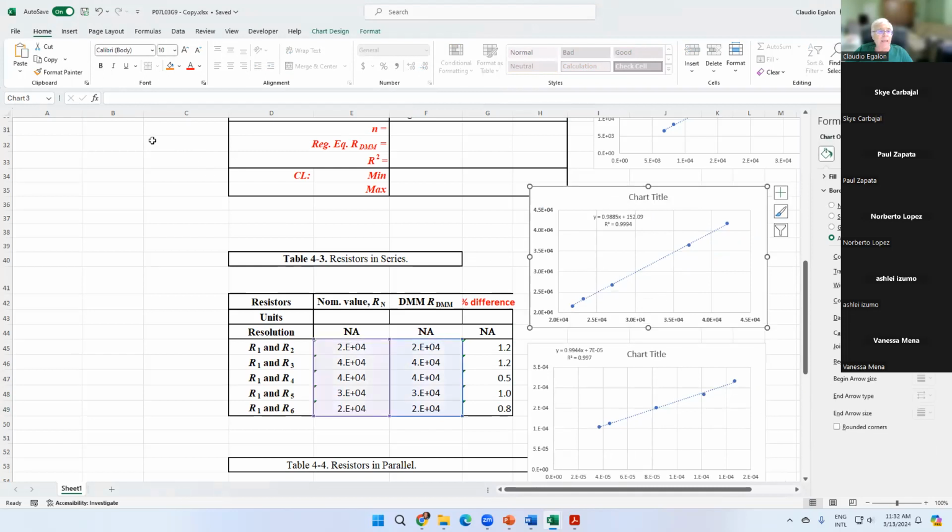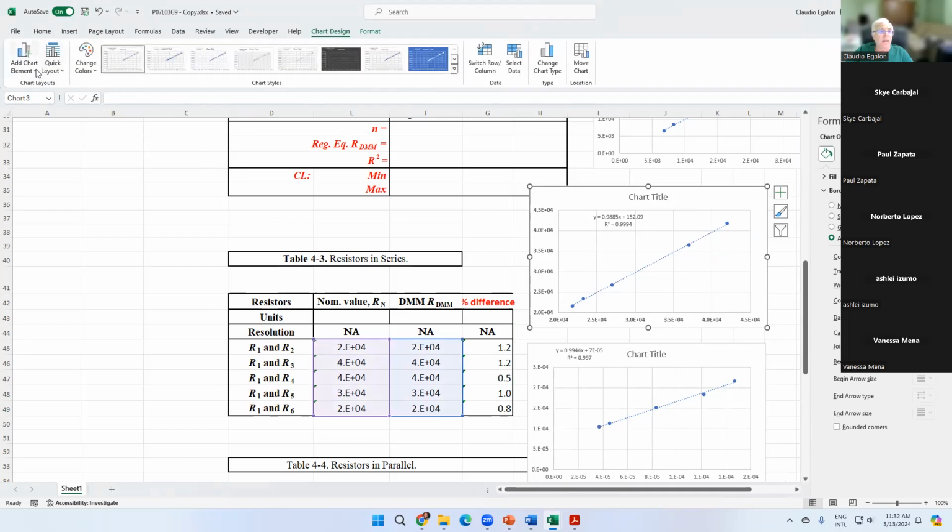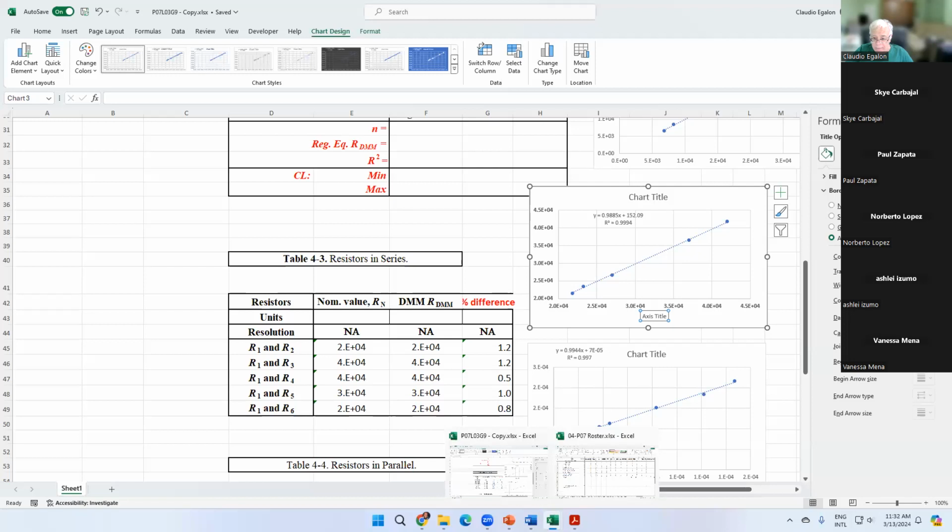And we have to add as well the chart design, add chart element, axis title, right? Primary. Okay, and so on, right? Let's see if I missed anybody else here.